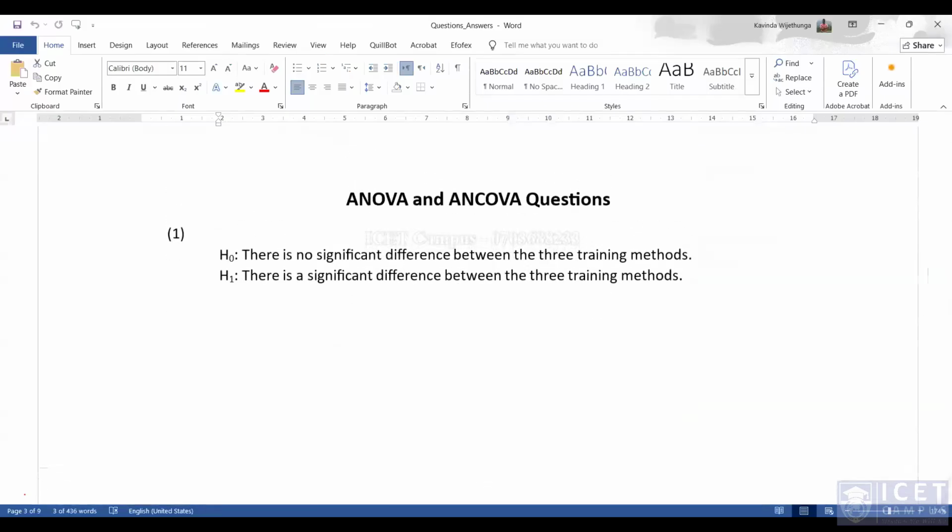The first thing is we have to write the null hypothesis and alternative hypothesis. The null hypothesis: there is no significant difference between the three training methods. And the alternative hypothesis: there is a significant difference between the three teaching methods.